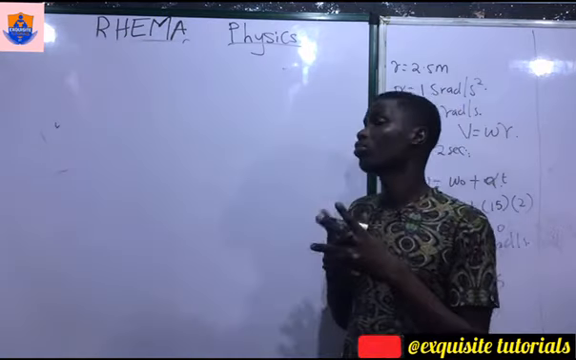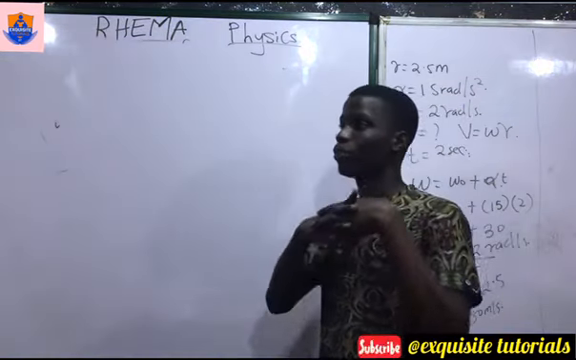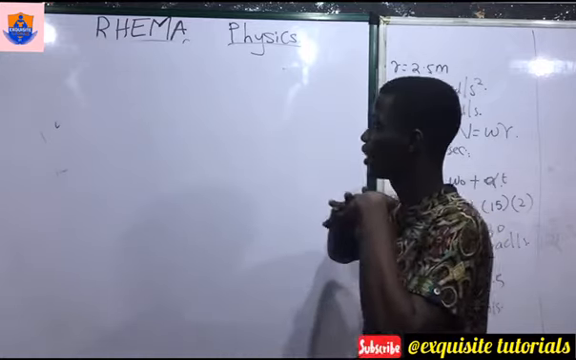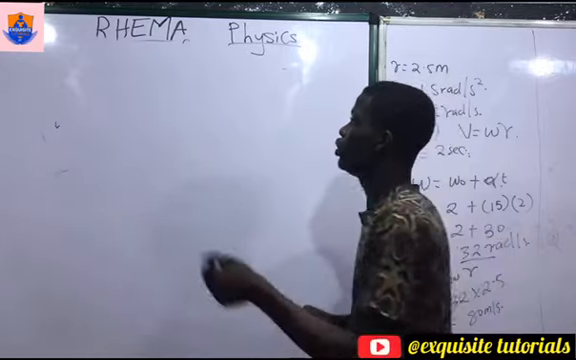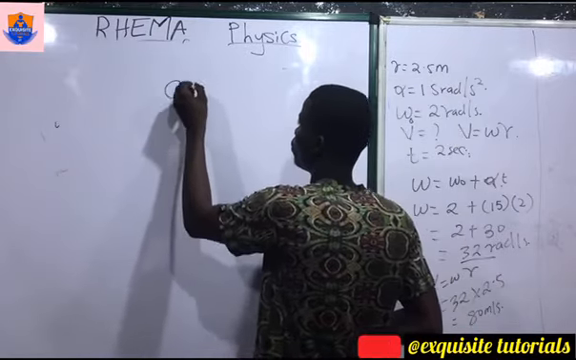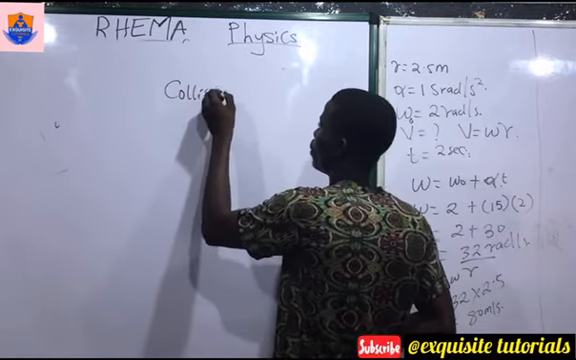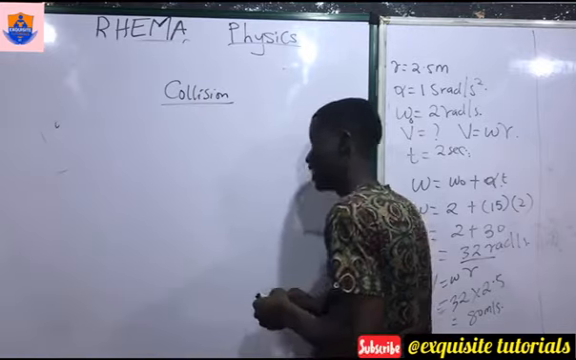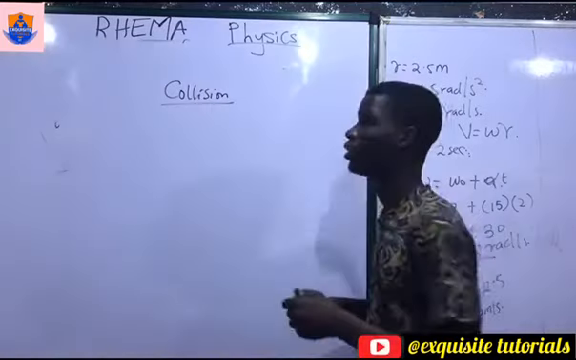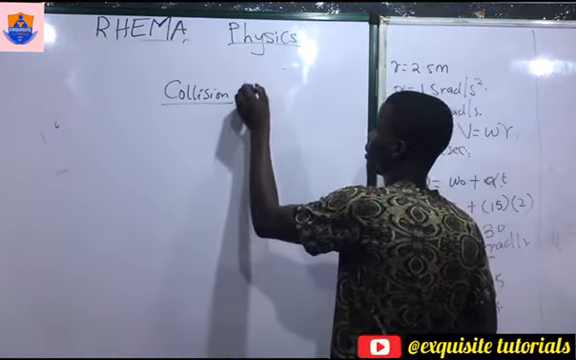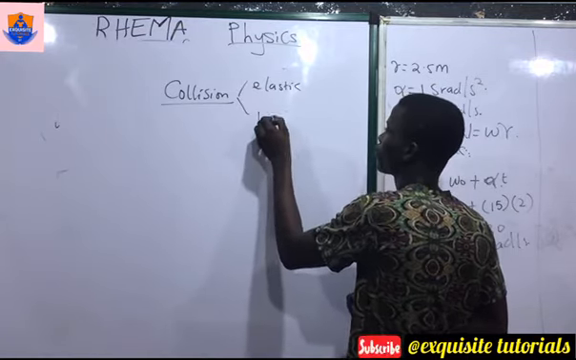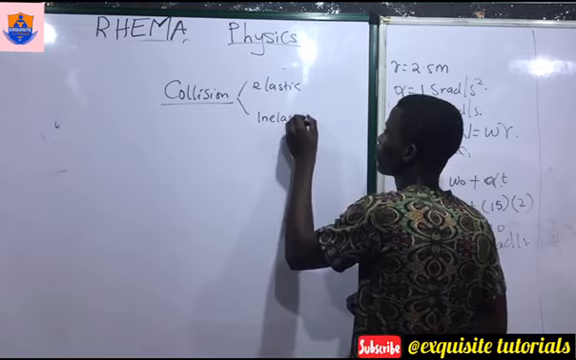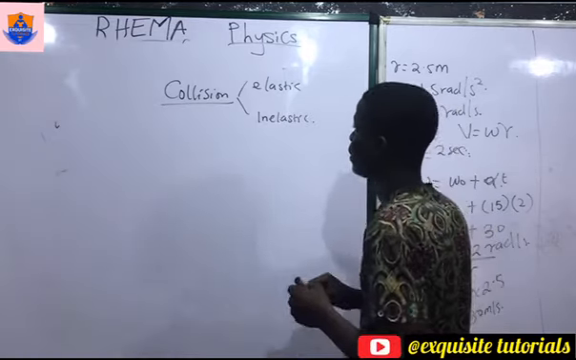So now we are not going into the force and all those things, but just basically into what collision on its own is talking about. Collision is further divided. It is branched into two parts: the elastic and the inelastic collision.